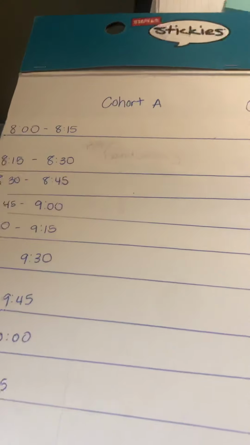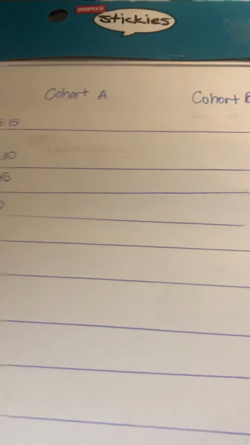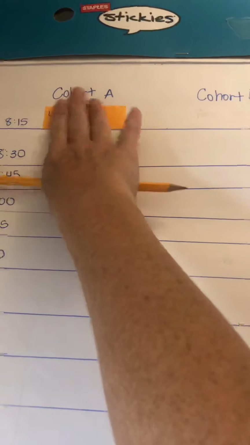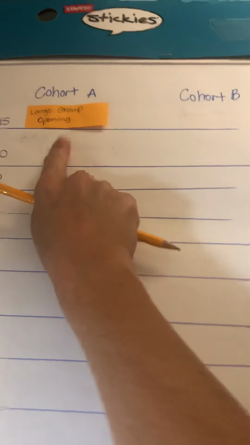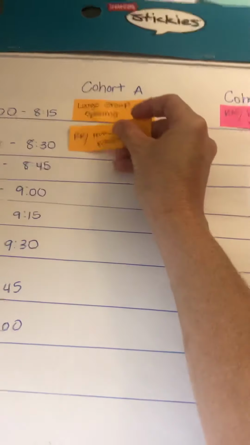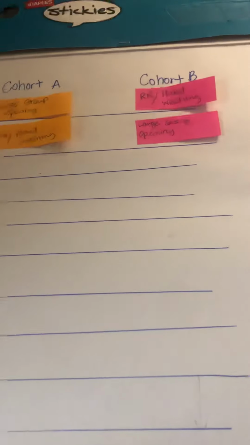Next, I'm going to start at the beginning of my day. From 8 to 8:15, cohort A is going to do their large group opening activity on the rug. While cohort A is doing that, cohort B is going to start the day with some restroom time and hand washing. And then after that, they can just switch. So then cohort B can go to the restroom and cohort A can do their large group opening.